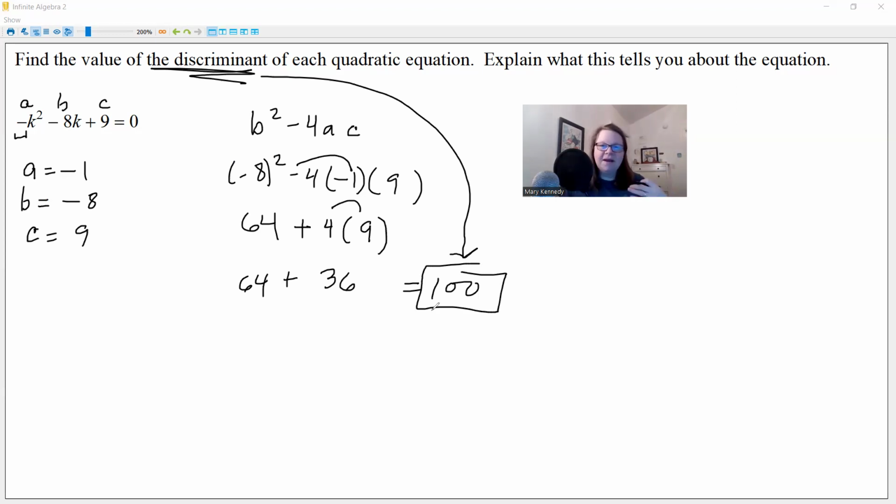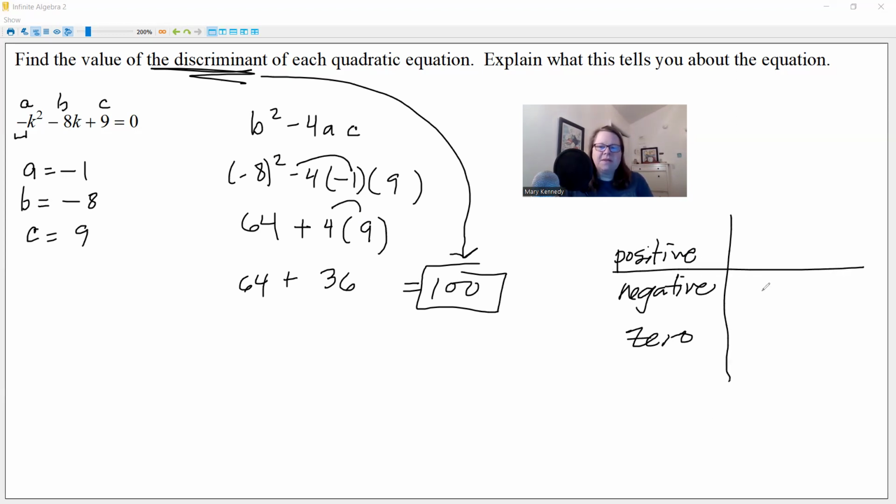But so what, right? What does that mean? Explain what this tells you about the equation. Well, with the discriminant, you either have a positive number, you have a negative number, or your discriminant could be 0. Okay, so if you have a positive number, what does that mean? It means that there are going to be two real solutions.